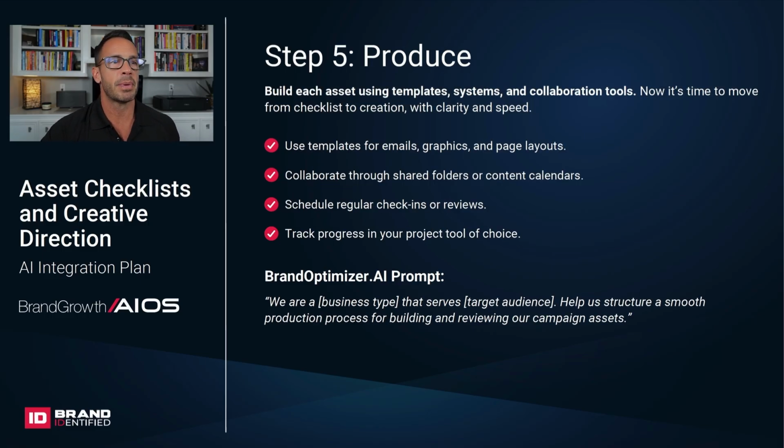So moving on to step number 5, and this is to produce. Build each asset using templates, systems, and collaboration tools. Now it's time to move from your checklist into creation with clarity and speed. So use templates for emails, graphics, and page layouts. Collaborate through shared folders or content calendars. Schedule regular check-ins or reviews, and track your progress in your project tool of choice. And then I've given you another BrandOptimizer.ai prompt for step number 5.